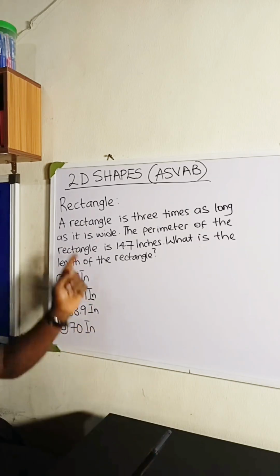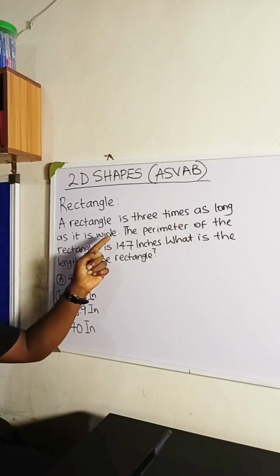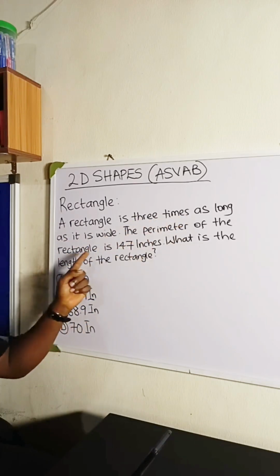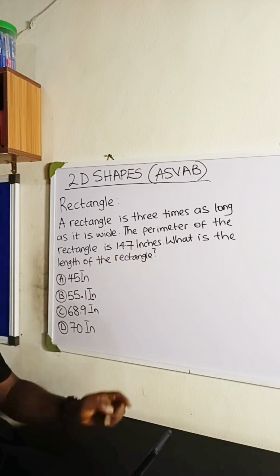We are told that a rectangle is 3 times as long as it is wide. The perimeter of the rectangle is 147 inches. What is the length of the rectangle?